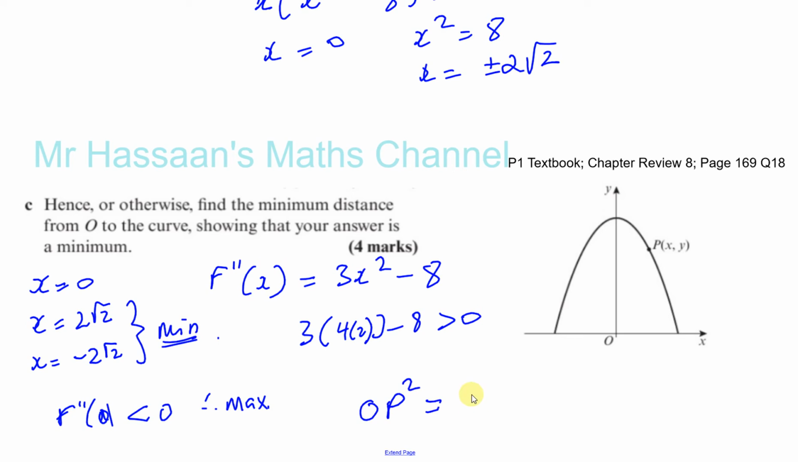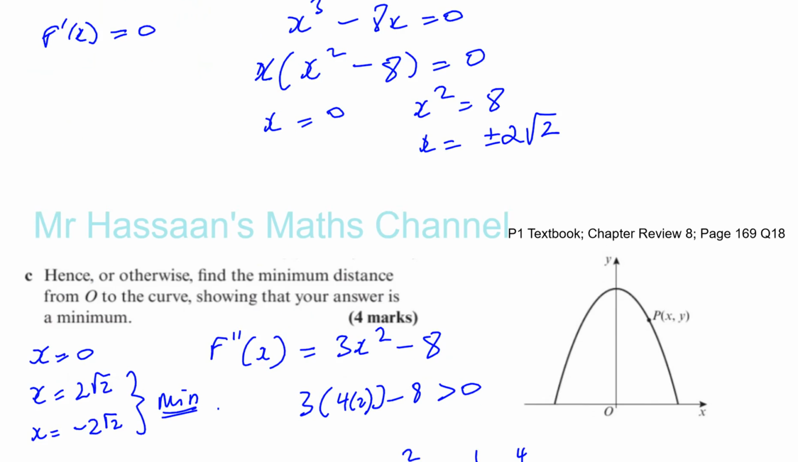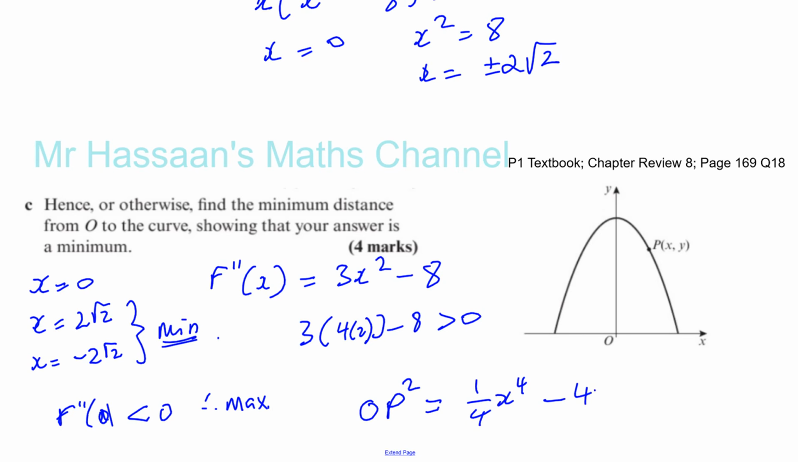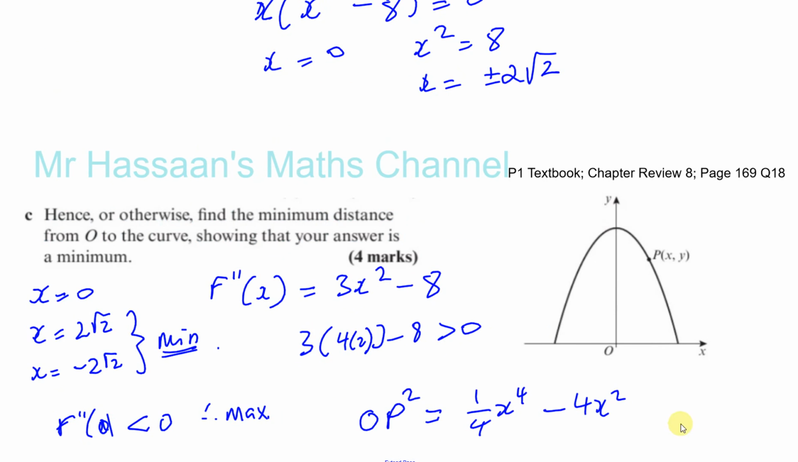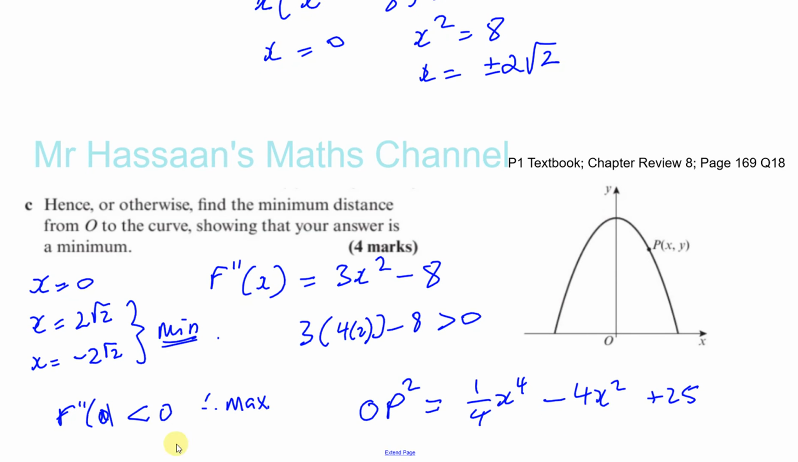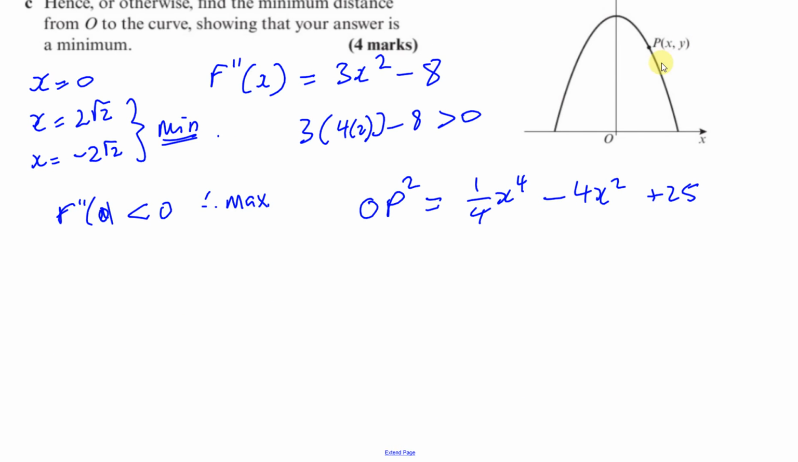So OP squared is equal to, remember, it was a quarter x to the power 4 minus 4x squared, and I think it was plus 25. Yes, plus 25. That is an expression for the square of the distance between the point O and the point P. So we know that when x is equal to plus or minus 2 root 2, you're going to get the minimum distance between O and P. So let's find out what OP squared is going to give us here.